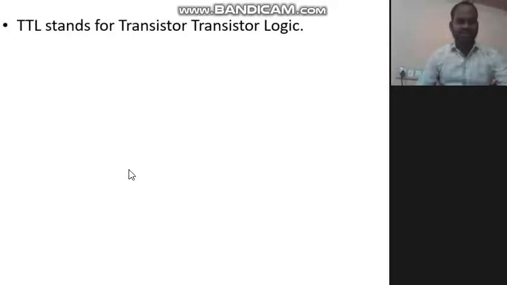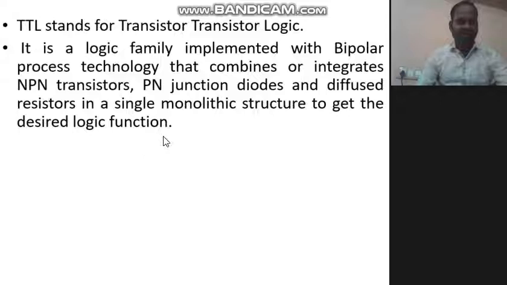The TTL stands for transistor transistor logic. It is the logic family implemented with bipolar process technology that integrates NPN transistors, PN junction diodes, and diffused resistors in a single monolithic structure to get the desired logic family. So the TTL logic family consists of transistors and PN junction diodes combined together, and some resistors are also included. The combination of these three elements is the transistor logic family.